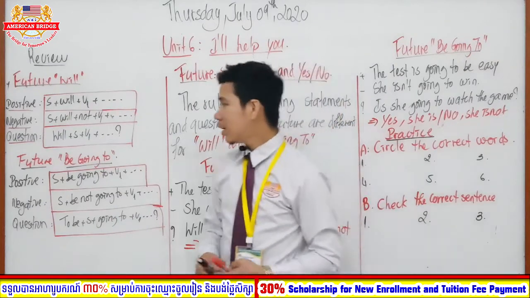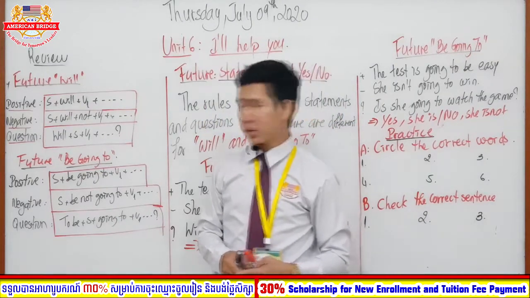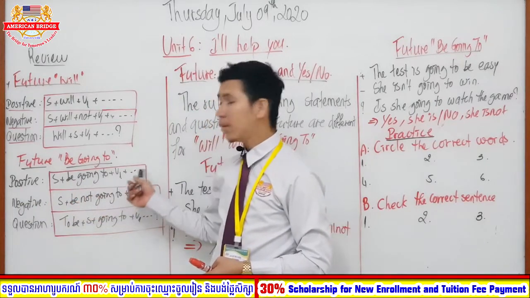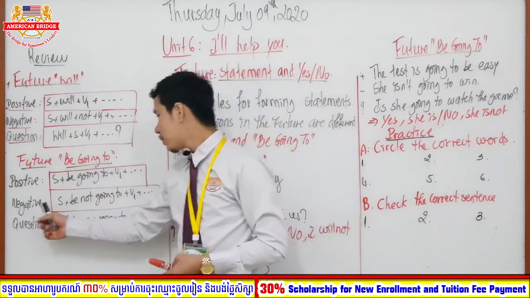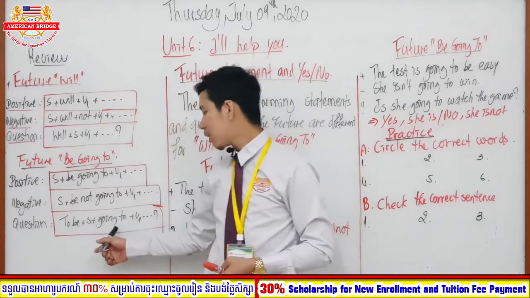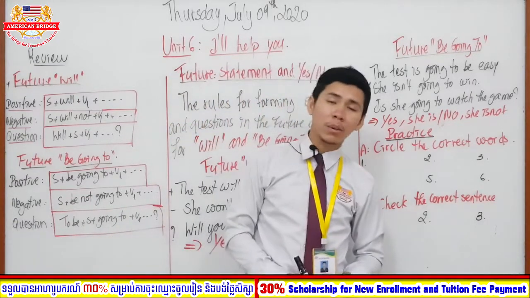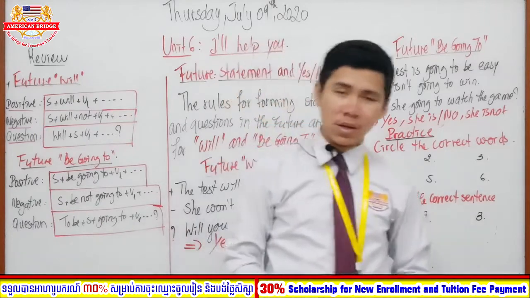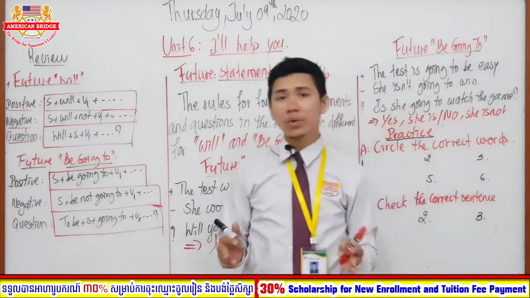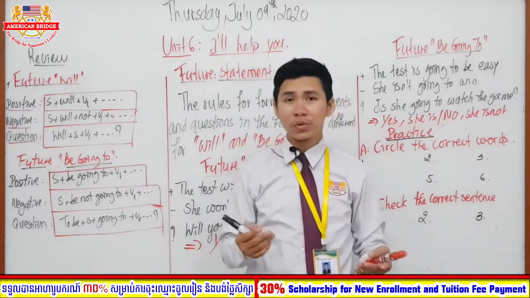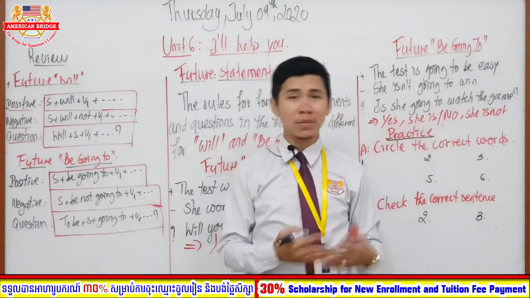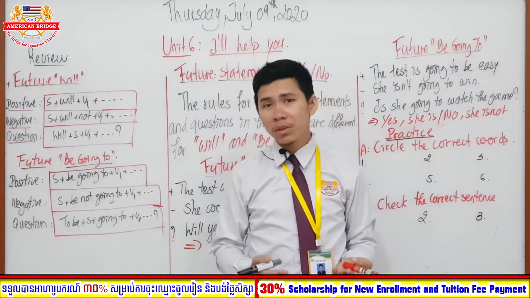However, there is a formula for future be going to as well. You can see in our formula the positive, negative, and question. In positive we have subject plus be going to plus verb 1, right? Negative: subject plus be not going to plus verb 1, and question: be plus subject plus going to plus verb 1, and question mark. So here it talks about the way you create a sentence, what kind of statement you want to create: a positive statement, a negative statement, or a question.